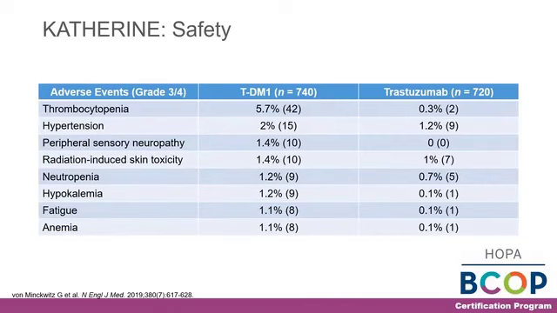And so I've listed the grade 3 and 4 adverse events that were reported in KATHERINE here. And as you can see, the most common grade 3 or 4 event was thrombocytopenia in the TDM1 arm, and then peripheral sensory neuropathy, as well as radiation-induced toxicity, were also higher in this group, and hypertension was also slightly higher in this group.